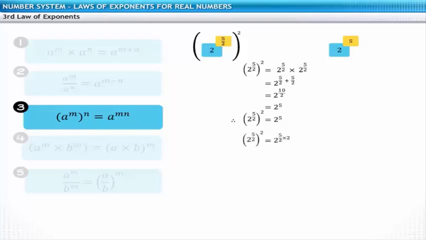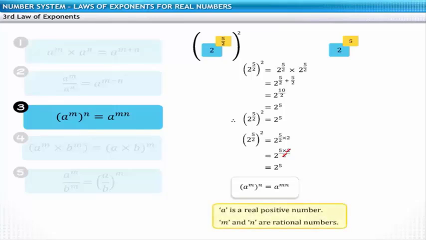This implies that if an exponential term is raised to an exponent, then you can multiply both the exponents. Based on this example, we can generalize the third law, which states that to raise a power to a power, just multiply the exponents. Here a is a real positive number. M and n are rational numbers.